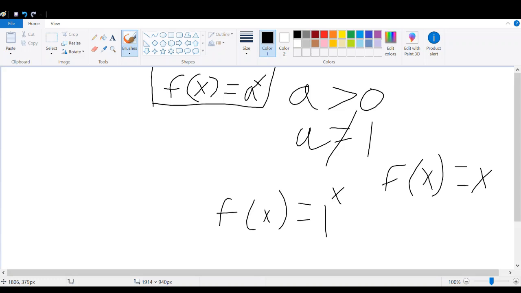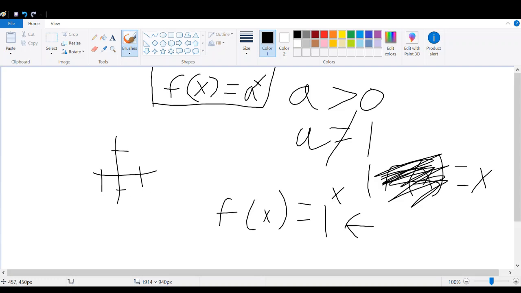Oh wait, no, sorry. F of x won't equal x. F of x will always equal 1. So this function will just give us a graph that looks like this.